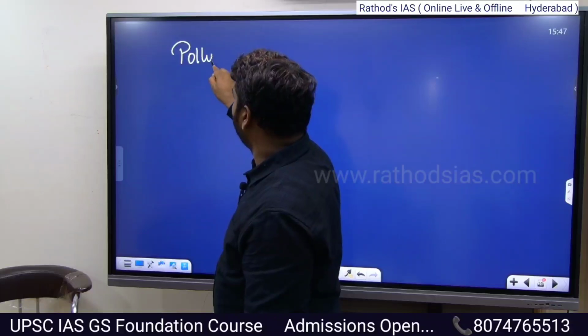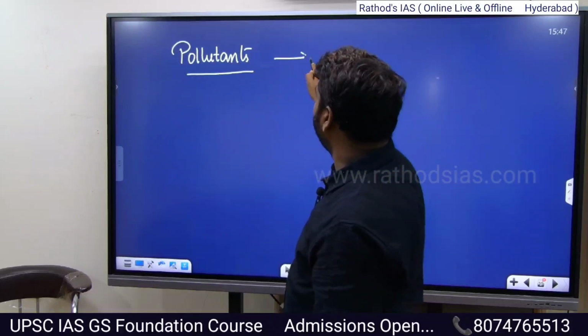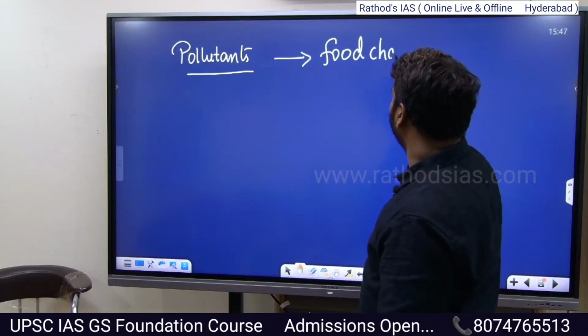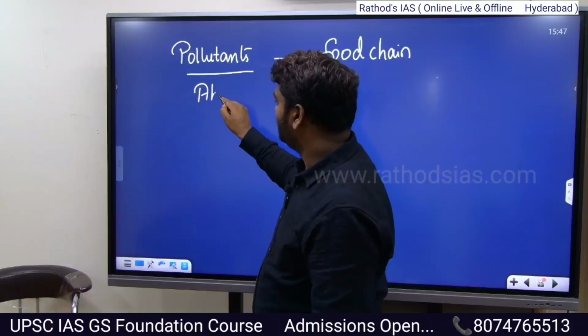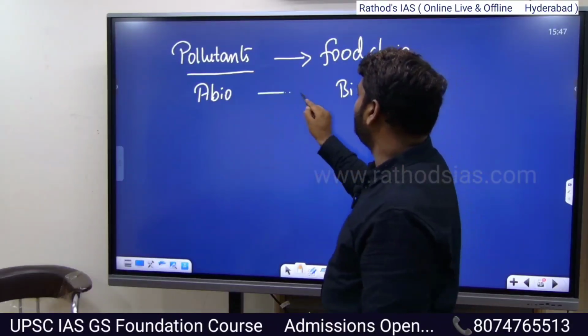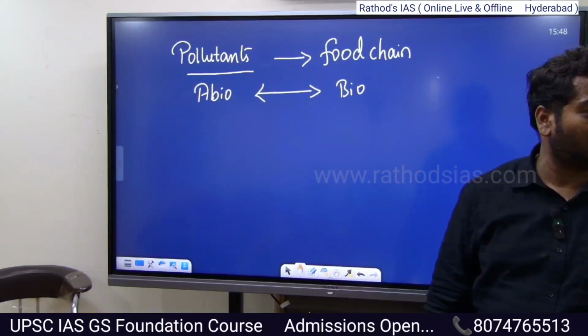Okay. Can you tell me, pollutants enter into the food chain. Everyone think and tell, can I say the pollutant is abiotic? What is the food chain? Biotic. Interaction between biotic and abiotic is also possible.